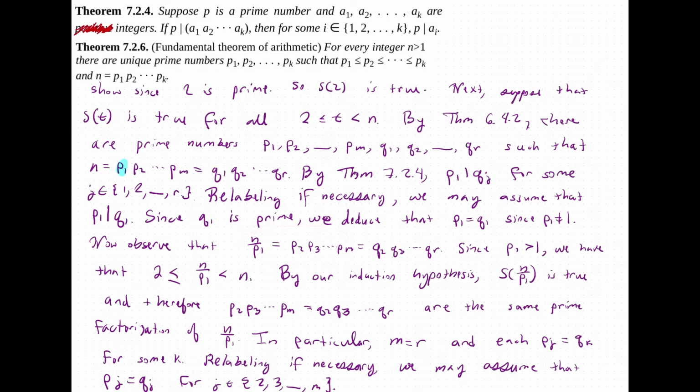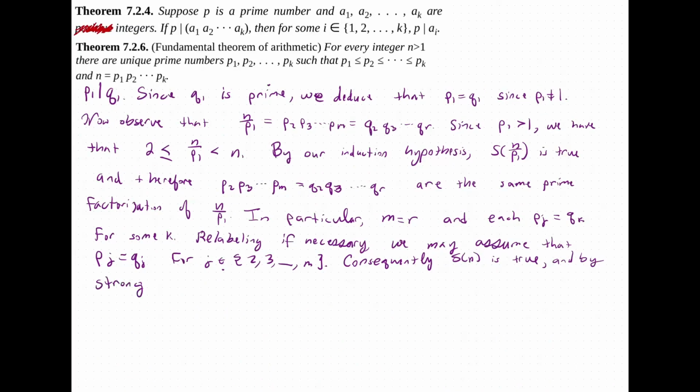And so now we come back to the factorization we had for n, and now this is the same. So consequently, S of n is true, and by strong induction, we conclude that S of n is true for each integer n greater than or equal to 2.